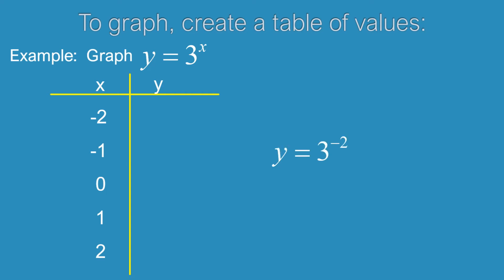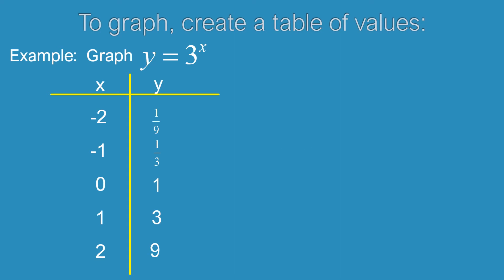So here, if I plug in -2, I have y equals 3 to the -2. So now we have to remember our exponent rules. 3 squared would be 9, but that negative sign in the exponent tells me to flip it or make it division, so it would be 1/9. 3 to the -1, well, 3 to the 1 would be 3, but then I have to flip it, so it would be 1/3. 3 to the 0, if you remember, anything raised to the 0 power is simply 1. And then 3 to the 1 would be 3, and 3 squared would be 9.